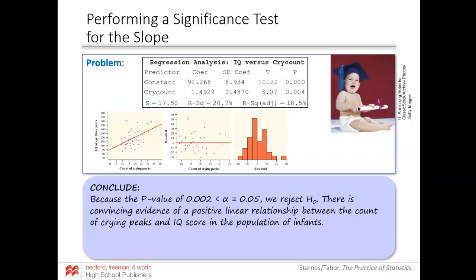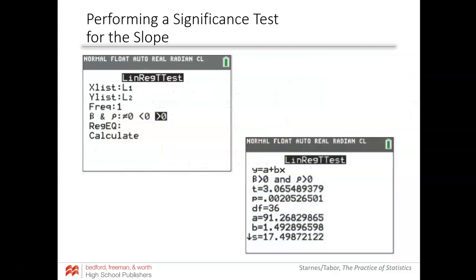There is convincing evidence of a positive linear relationship between the count of crying peaks and IQ score in the population of infants. I'm so glad you tortured these babies so we could find that out. Oh my gosh. All right, so a linear regression t-test is something you could do if you're forced to.